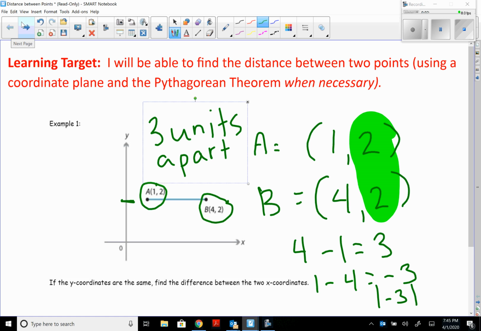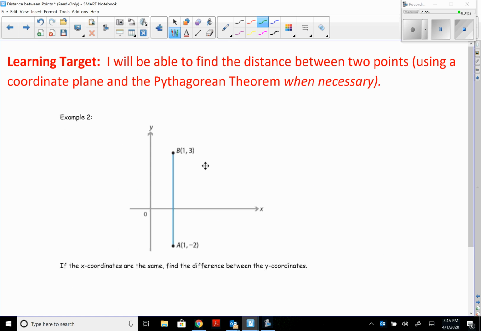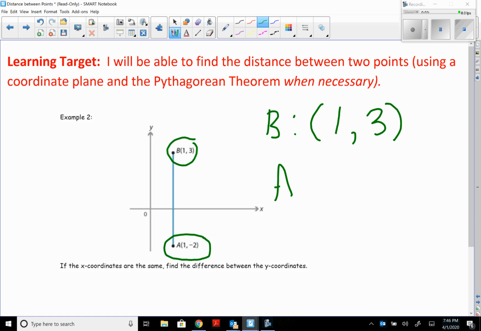Let's go ahead and do the next example together right now too, because it's very similar, except this time you're trying to find the difference or the distance between the 2 points and they're vertical to one another. Okay, so when you're looking at the coordinates of these points, the x-coordinate for B is 1, the y-coordinate is 3, and then for A, the x-coordinate is again 1, and the y-coordinate is -2. So this time, they both have the same x-coordinate.